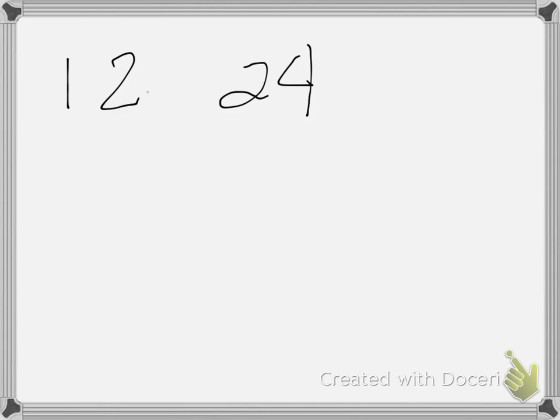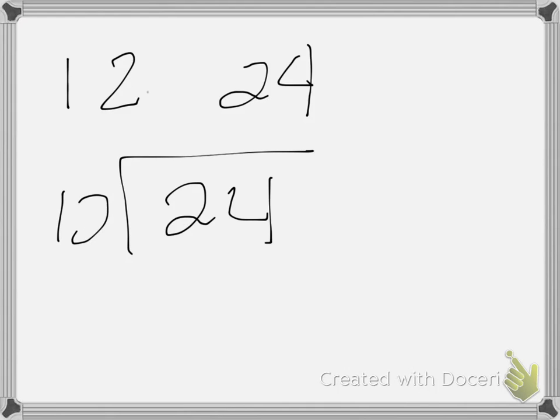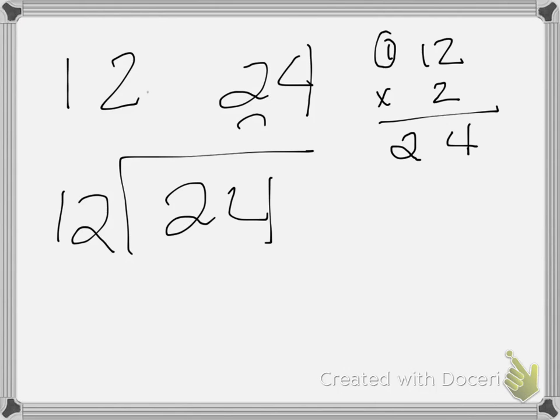So if I do 24 divided by 12, I have to think to myself, okay, 12, that's 12 times 1. Now if I times it by 2, 2 times 2 is 4, 2 times 1 is 2, I get 24, so it goes into it twice. So is 12 a factor of 24? Yes. Why? Because 24 can be divided by 12 evenly. There's no remainder.